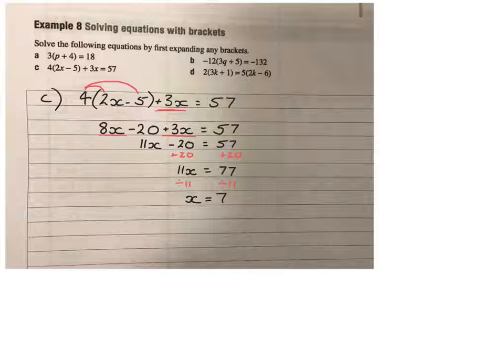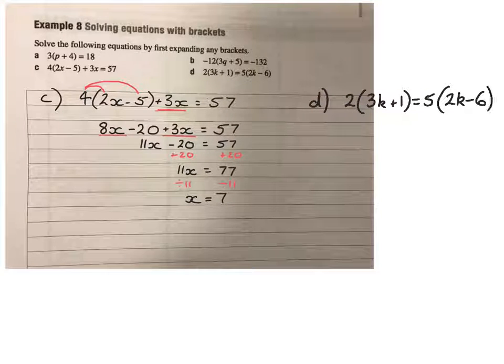All right, for question D, just seeing whether I can move my page a bit. Here we go. For question D, I'm just going to do it over on this side. It'll be a little bit on the page, a little bit off the page. We get 2 brackets 3k plus 1 equals 5 brackets 2k minus 6. Okay, so again, we've got to expand our brackets first, and this time we've got 2 sets of brackets that we need to remember to expand out. So I'm going to multiply my 2 by the 2 terms on the inside of those brackets and my 5 by the 2 terms on the inside of those brackets.